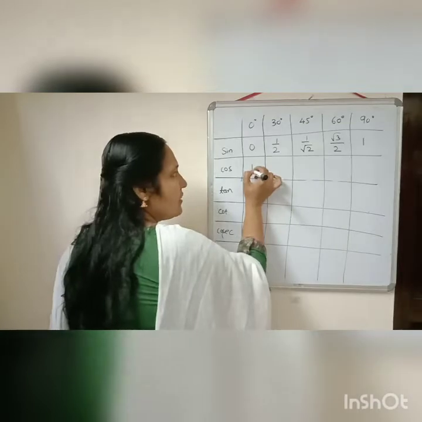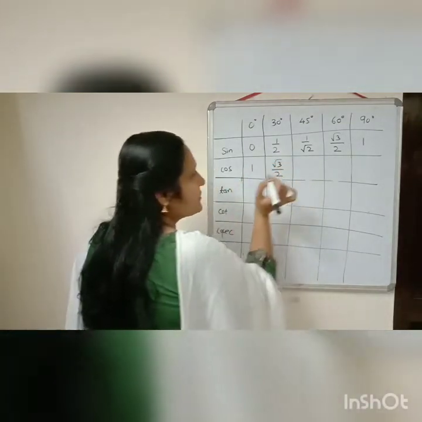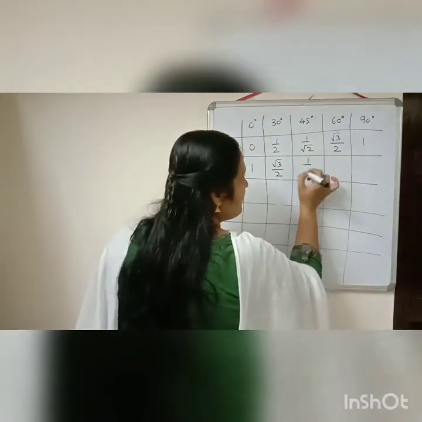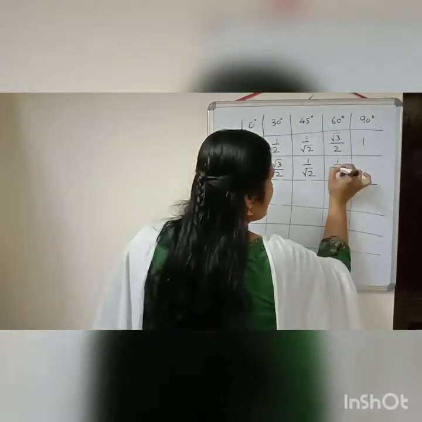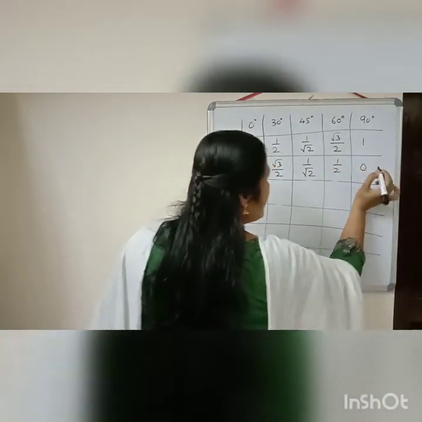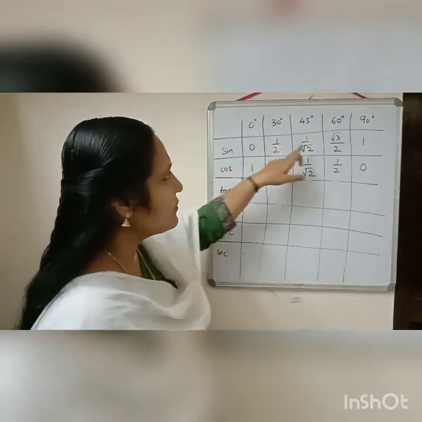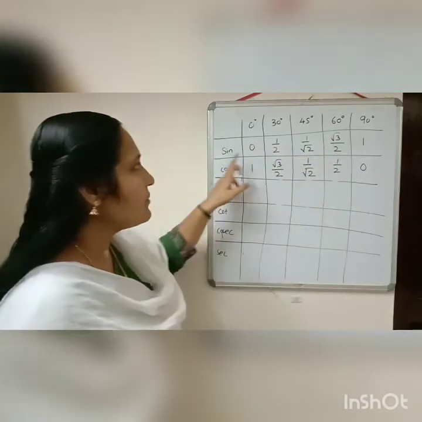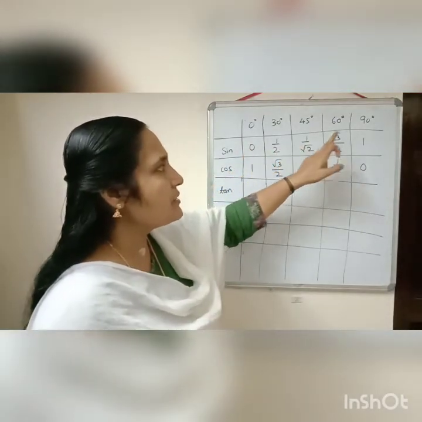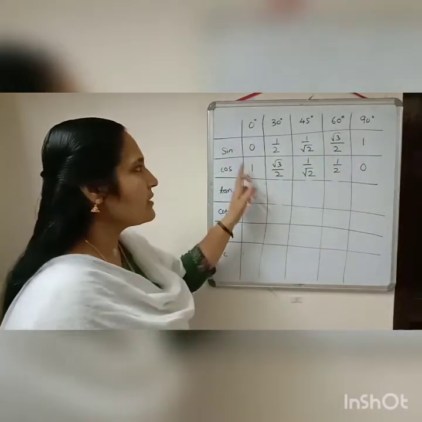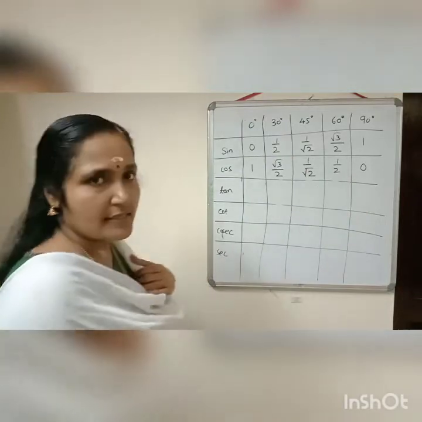Cos 0 degree we got is equal to 1. Cos 30 degree is equal to root 3 by 2. Cos 45 degree is equal to 1 by root 2. Cos 60 degree is equal to 1 by 2, and cos 90 degree is 0. So you can check there what are the values we wrote for sine. Cos is just opposite of that. Just to check, 0, 1 by 2, 1 by root 2, root 3 by 2, 1. Then reverse the order there. 1, root 3 by 2, 1 by root 2, 1 by 2 and 0.